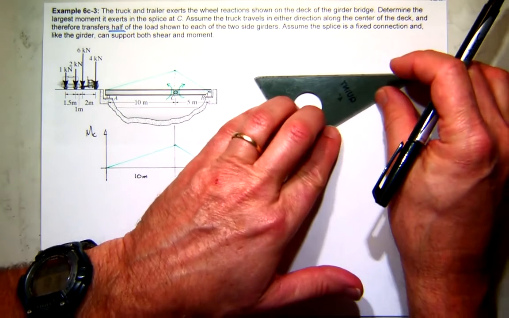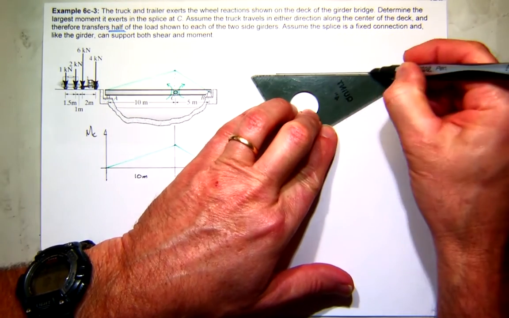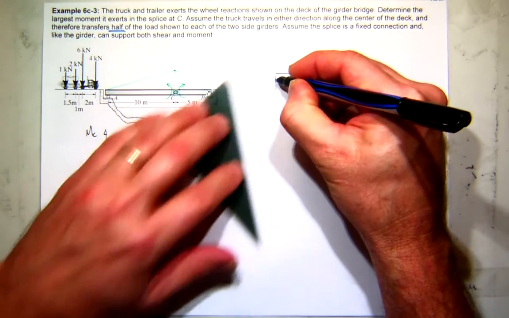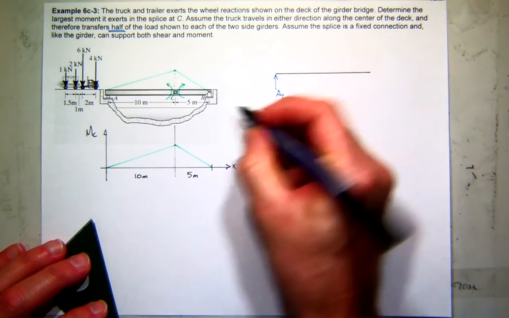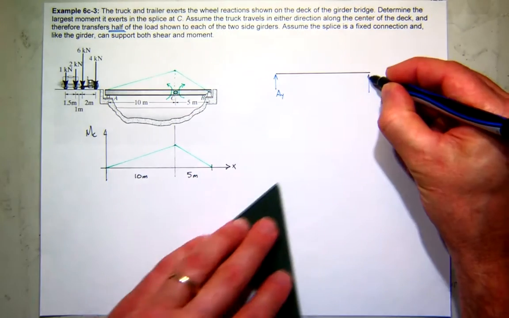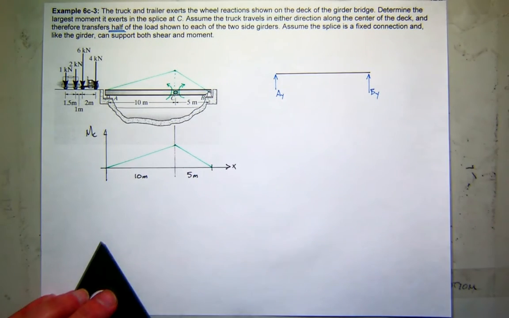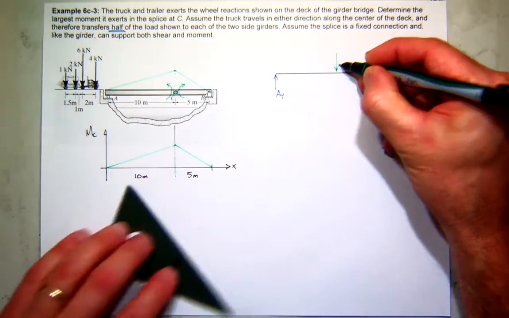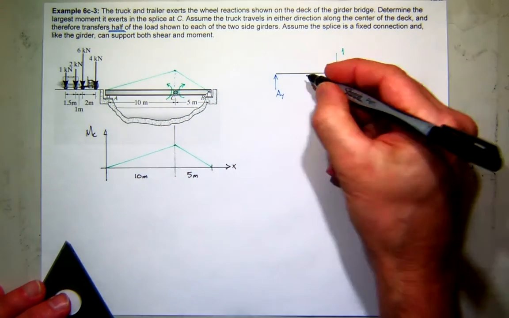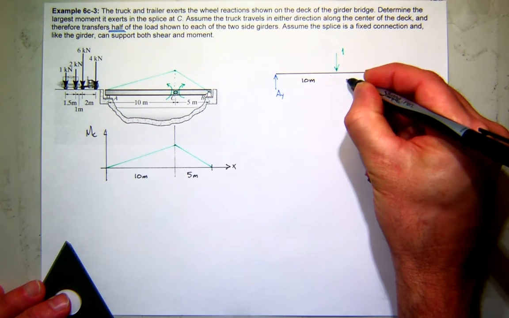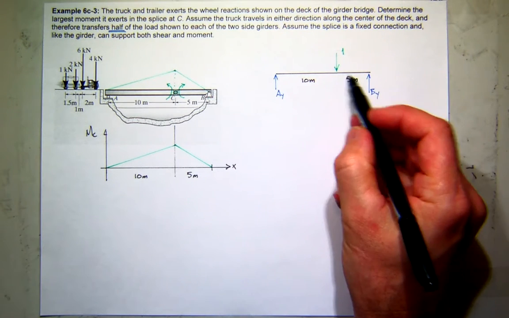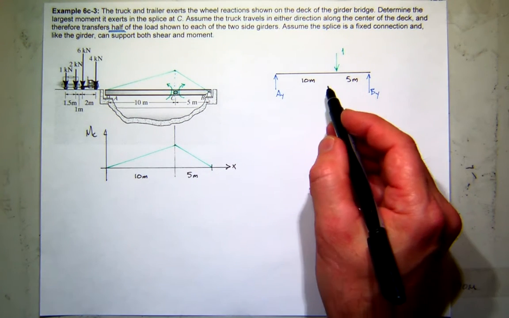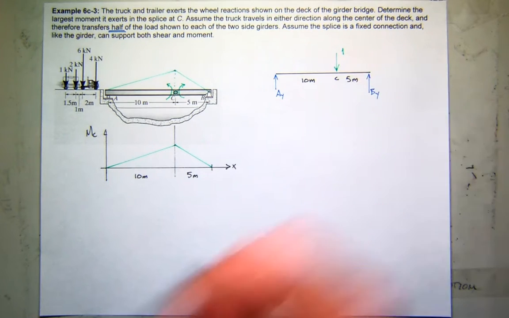So that would be a problem that looks something like this. I would still have a roller at A, so that's a reaction AY. I have a pin at B, so I have a reaction there, BY. And then I'm looking for the unit load to be at this position, which would be about right there. When the unit load is 10 meters from A or 5 meters from B, that situation would give me this value. So now I'm looking for the moment at C, which is really right there.